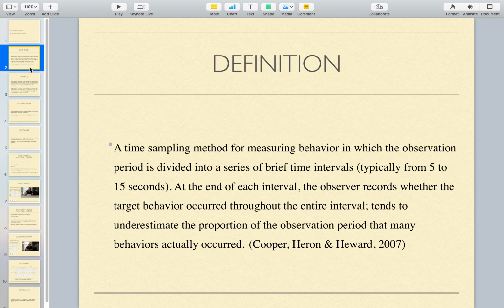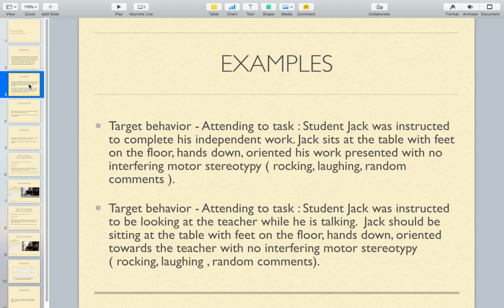So the definition: a time sampling method for measuring behavior in which the observation period is divided into a series of brief time intervals, typically from 5 to 15 seconds. At the end of each interval, the observer records whether the target behavior occurred throughout the entire interval. It tends to underestimate the proportion of the observation period that many behaviors actually occur.